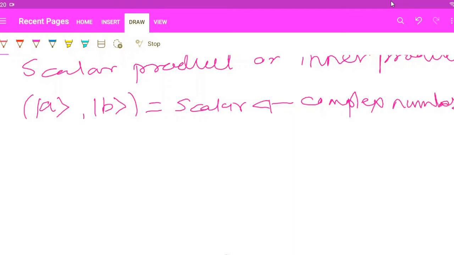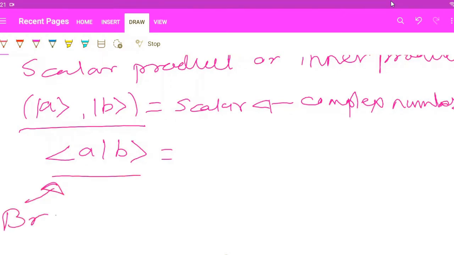What kind of operation am I performing over here? It could be simple multiplication, it could be anything. It depends on what kind of vector space I have. Importantly, this particular operation gives us a scalar quantity. One can obviously define this operation separately. Instead of representing it like this, I am going to represent this scalar product as something like this. This is A, this is B. This is known as Bra-ket notation. So this A is known as bra and this B is known as ket B.